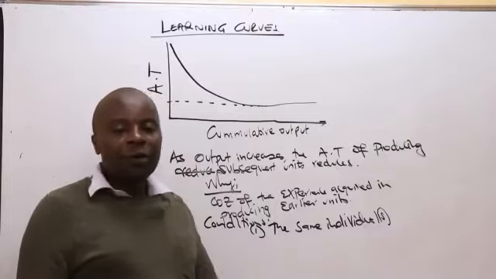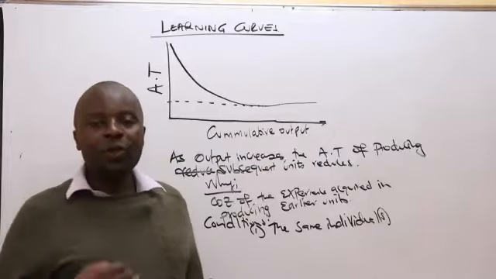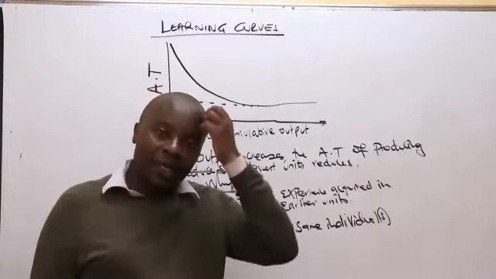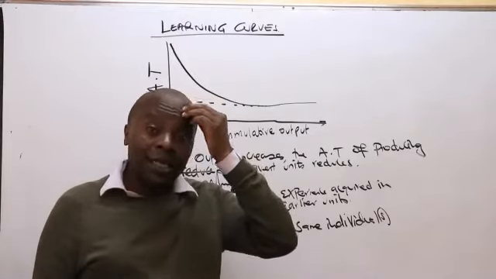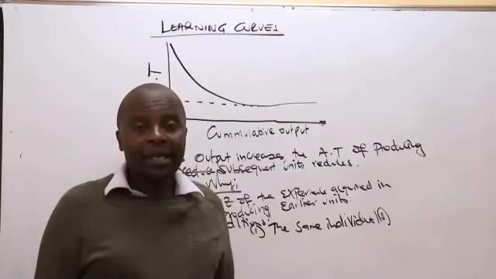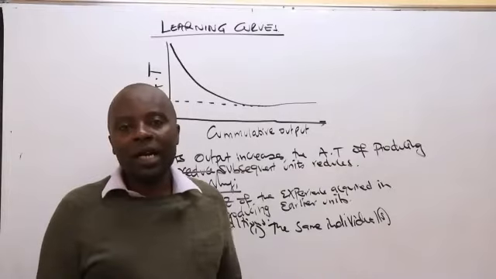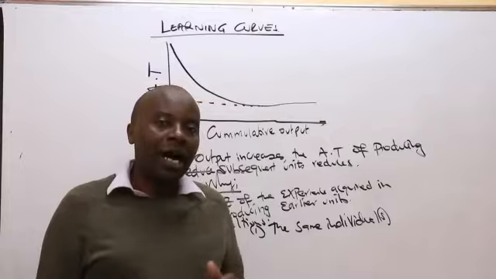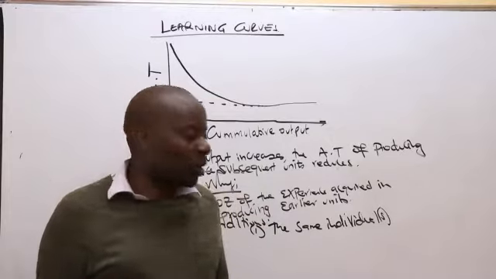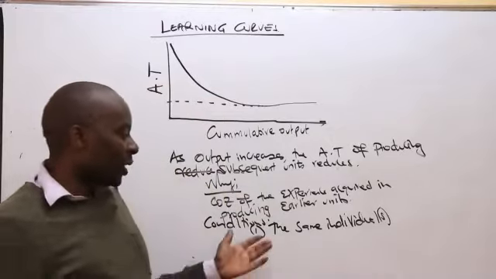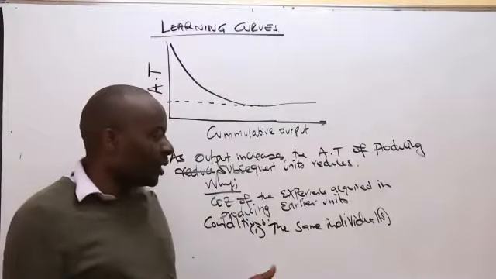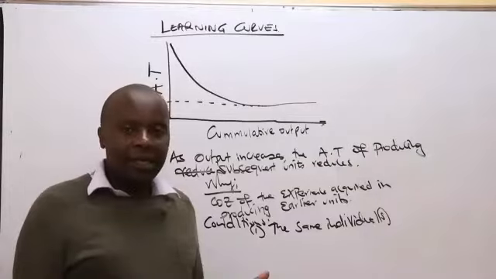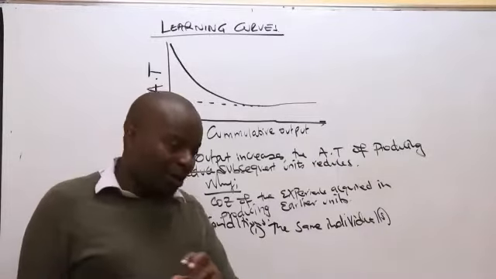Otherwise, if you keep on substituting your team members, ladies and gentlemen, at the end of the day, there will be no learning. And that is why learning curves is really against high labor turnover. High labor turnover is disastrous to us. So the same individual is used in the entire production process.